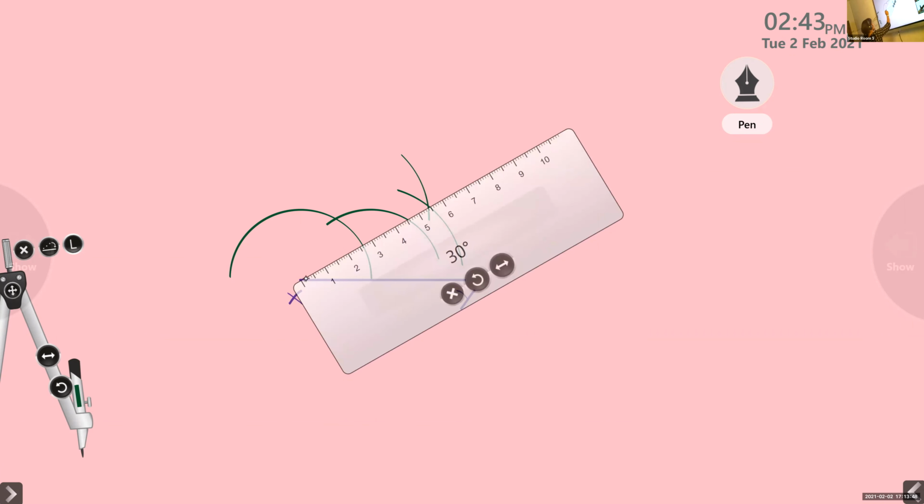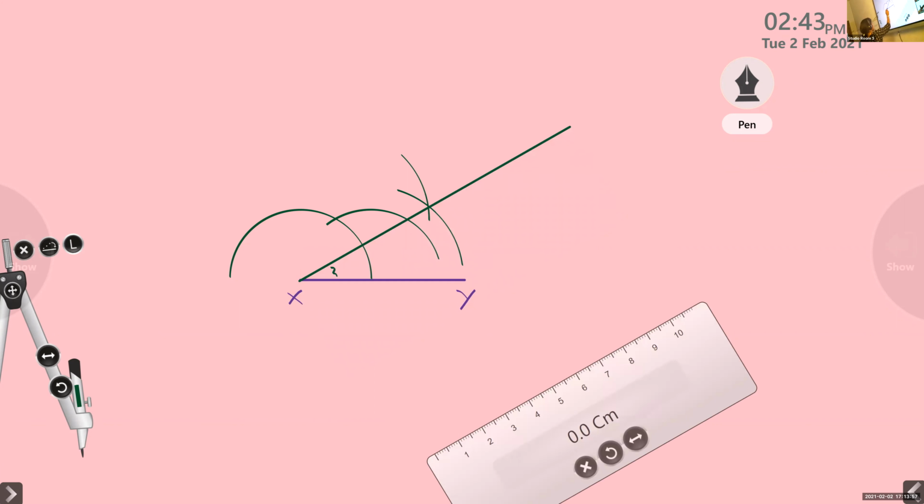Now just draw this 30°. Now remove the scale. You got 30° here. Now 100°. We can use the protractor for that. No problem, we can take the protractor.